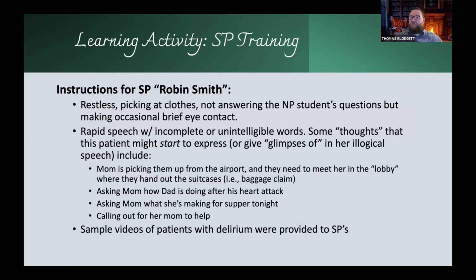The SPs are given lots of detailed information about how to act, what to say, what not to say. And I can give you some general thoughts about how they were to play the role. For the Robin Smith character, we provided the SPs with some sample videos of people with hyperactive delirium so they could get a sense of the speech style, the mannerisms, and those sorts of things. And they're also given some internal thoughts that they can keep running in their mind, in case they decide to say something, they can spout off with something fairly standard, right? Like, got to go to the airport, that kind of thing.